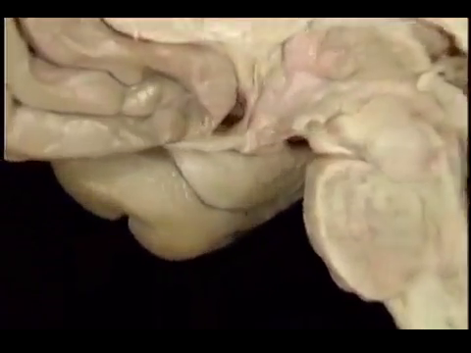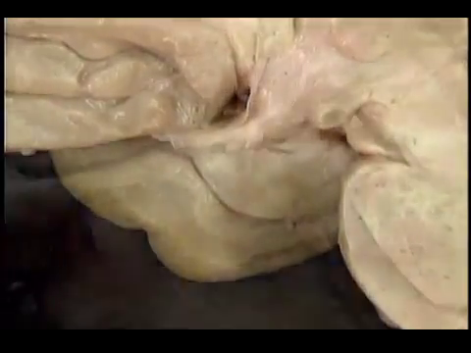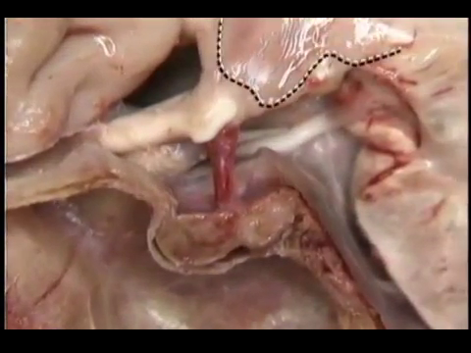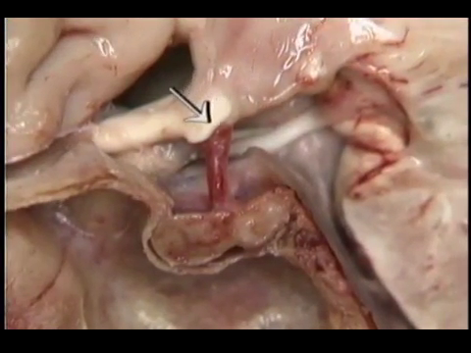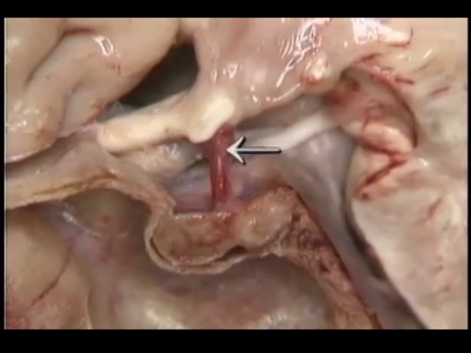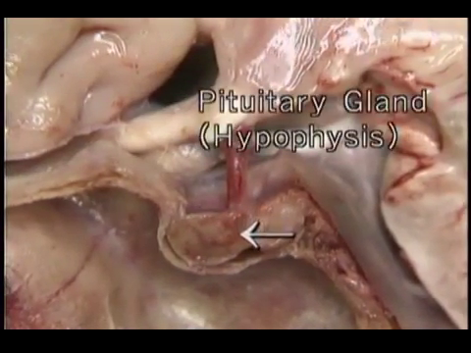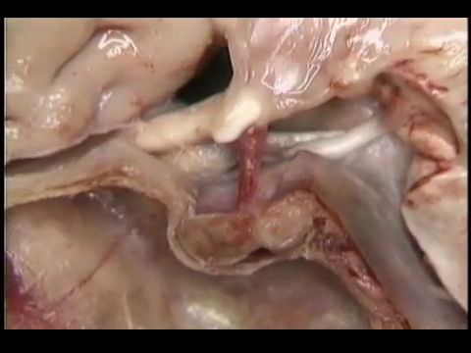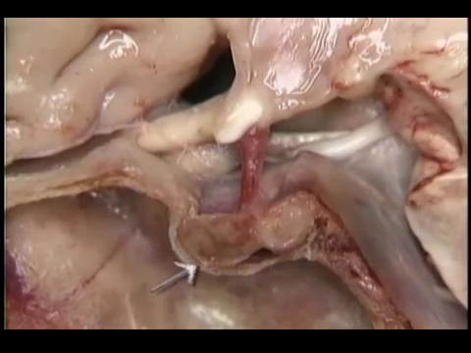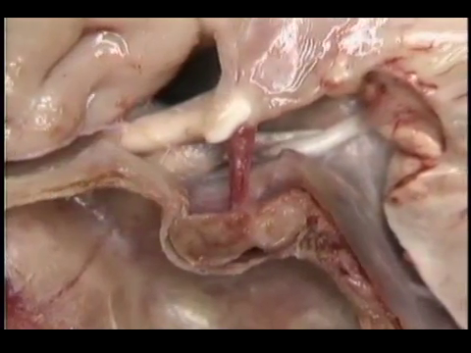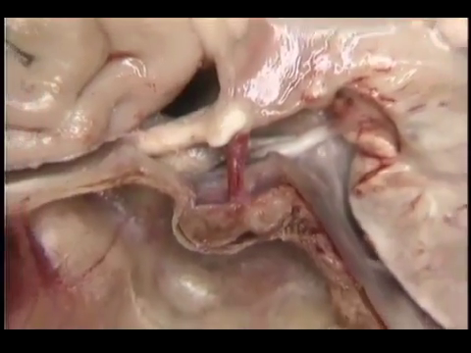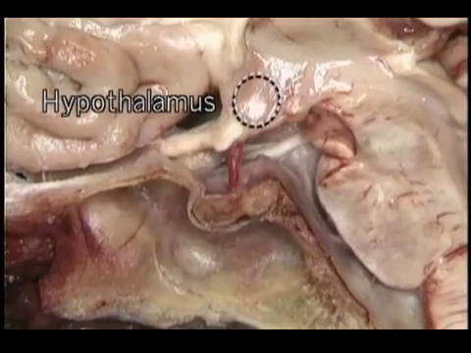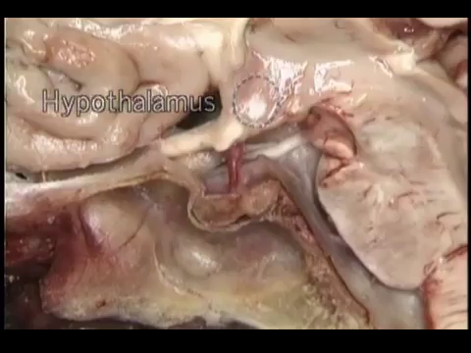To see how the pituitary gland is attached to the brain, we'll look at an intact specimen divided in the midline. Here's the floor of the third ventricle. Here's the optic chiasm. Here's the infundibulum, leading down to the pituitary gland or hypophysis. The anterior and posterior parts of the pituitary gland are quite distinct. The pituitary gland sits in the pituitary fossa. The pituitary fossa bulges downwards into the roof of the sphenoid sinus. This area just above the pituitary stalk is the hypothalamus.